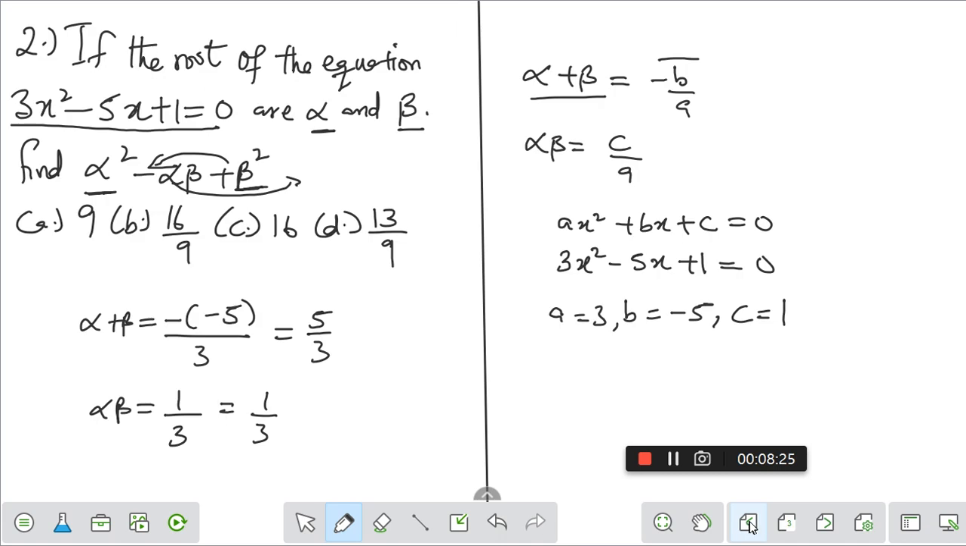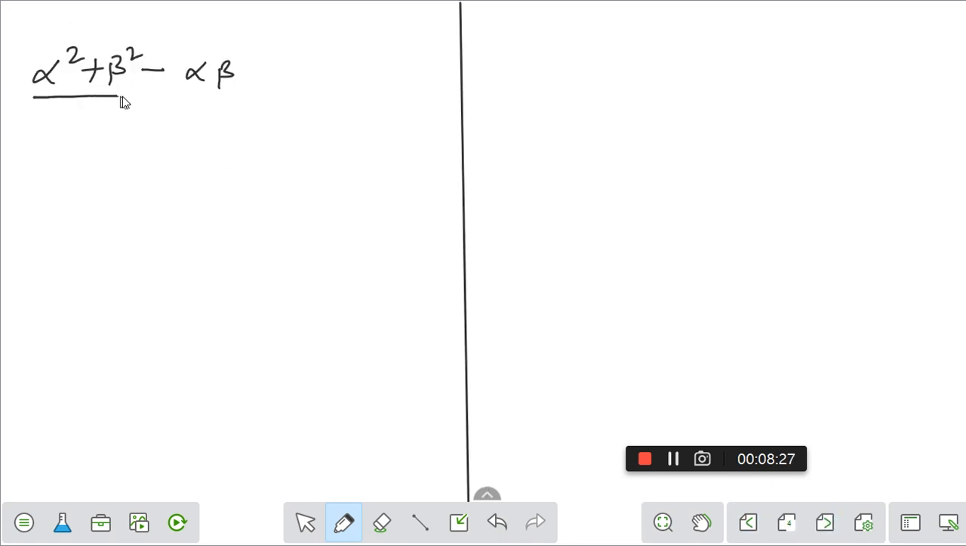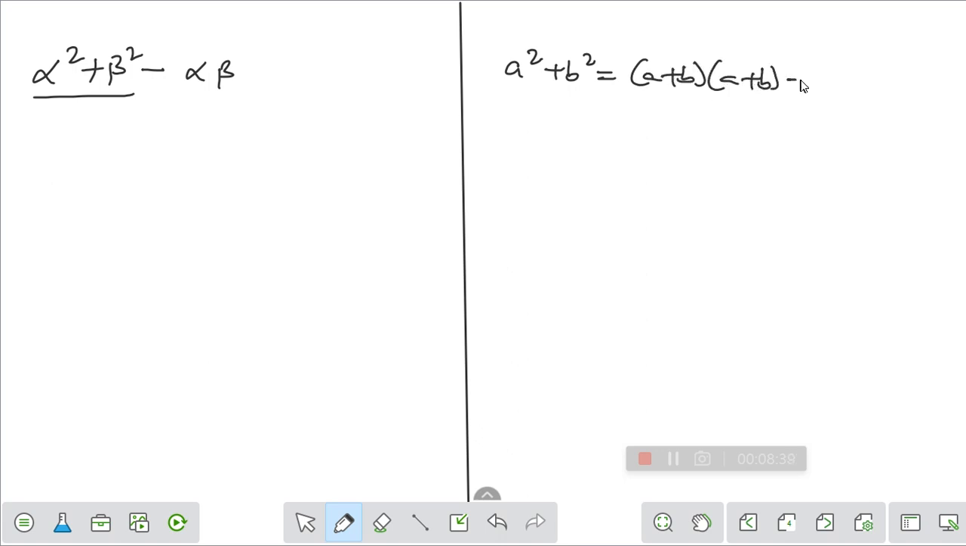What is the meaning of this alpha squared plus beta squared? There's something you need to know in mathematics: a squared plus b squared is equal to a plus b all squared minus 2ab. Do you get that? a squared minus b squared is actually a plus b times a minus b. Do you get that? So now a squared plus b squared is the same thing as alpha squared plus beta squared. So in lieu of that, we now have alpha plus beta.